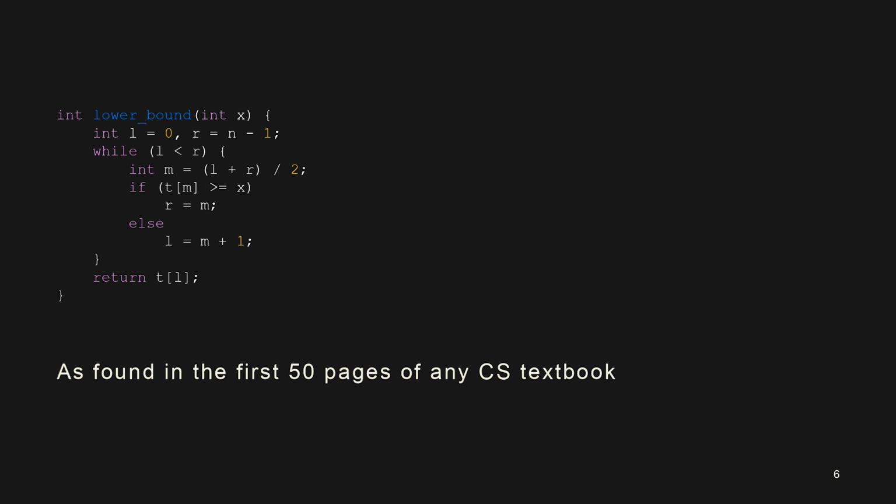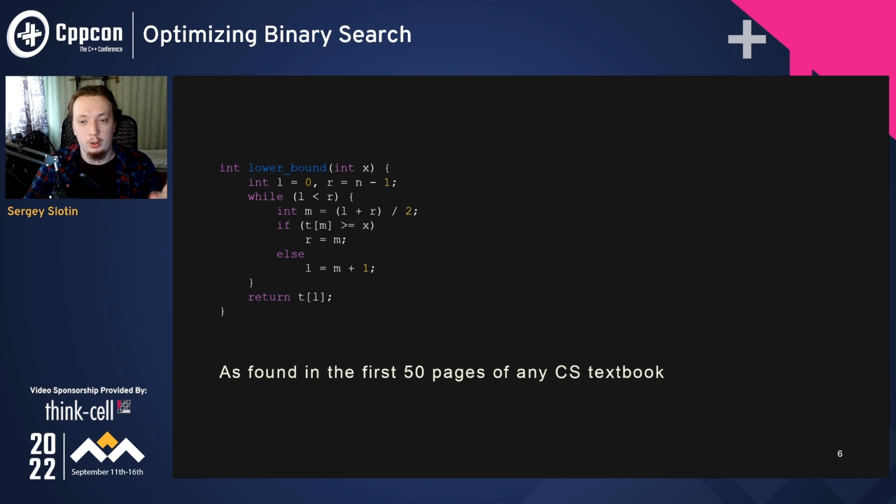We define what's called a search range, which is initially equal to the entire array. And then on each iteration, we pick the middle element out of it and compare it against the search key. If the search key is greater than the middle, the lower bound has to be somewhere to the right of it, and we can only leave the right half of the search interval. Otherwise, the search key is less than the middle, and the answer has to be somewhere to the left, and we only leave the left half of the search range.